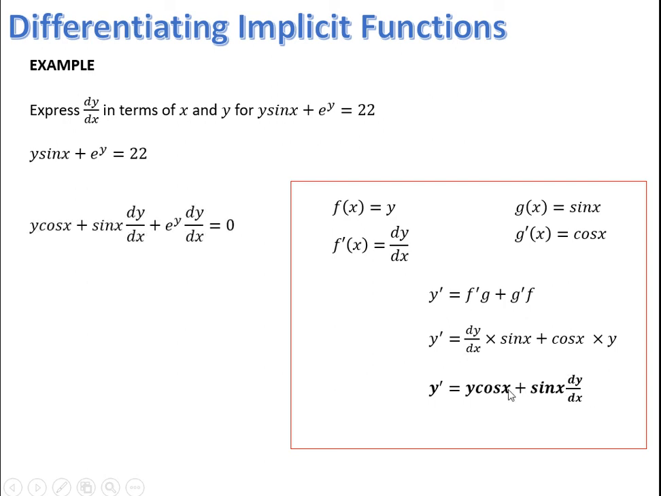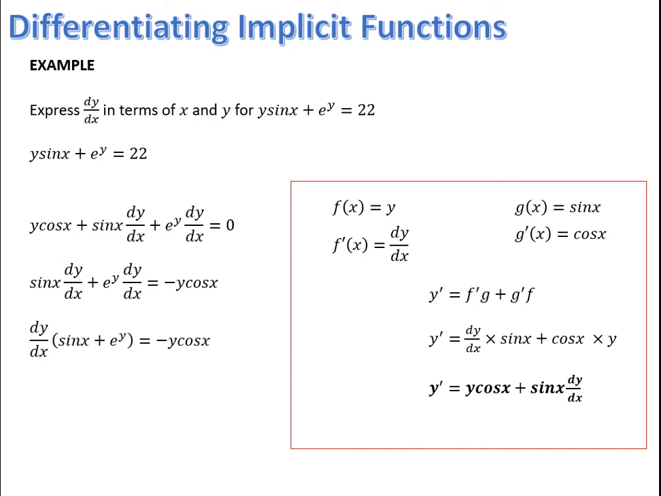Hey ho, right. The e to the y, so we're differentiating. Remember the first one I showed you, it's in terms of the chain rule. So you differentiate it with respect to y, which is just e to the y, and then you times it by dy by dx. The derivative of 22 is just 0. So again, we're going to have to move everything that's not dy by dx to the right-hand side, so that we can take dy by dx out as a common factor, and then just divide by what's left.